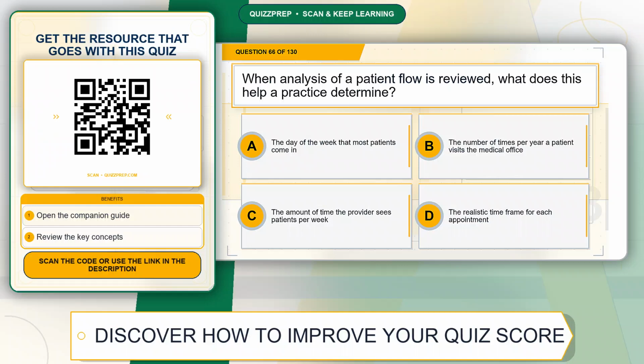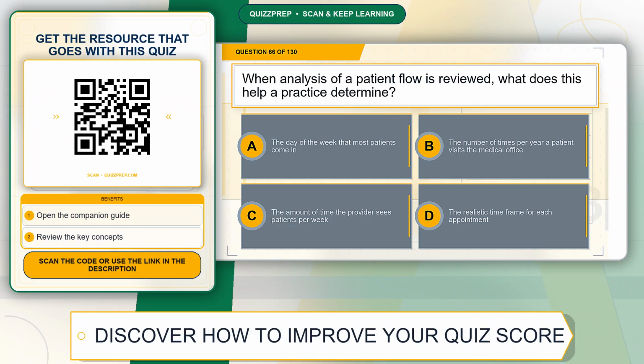Question 66. When analysis of a patient flow is reviewed, what does this help a practice determine? Option A, the day of the week that most patients come in. Option B, the number of times per year a patient visits the medical office. Option C, the amount of time the provider sees patients per week. Option D, the realistic time frame for each appointment.